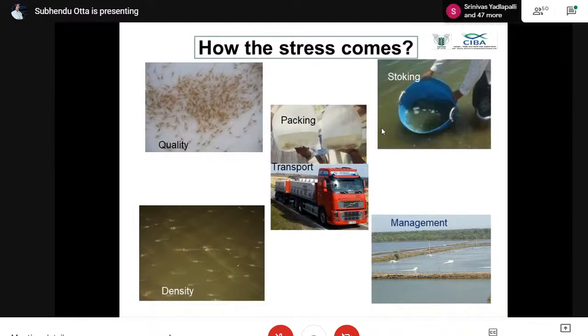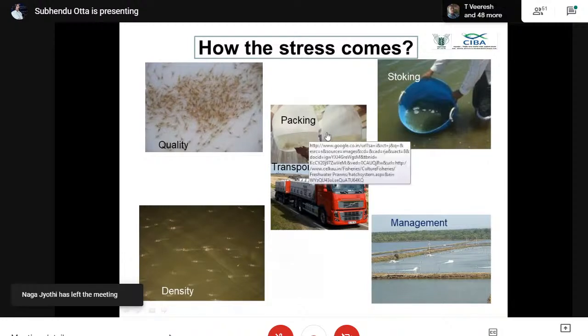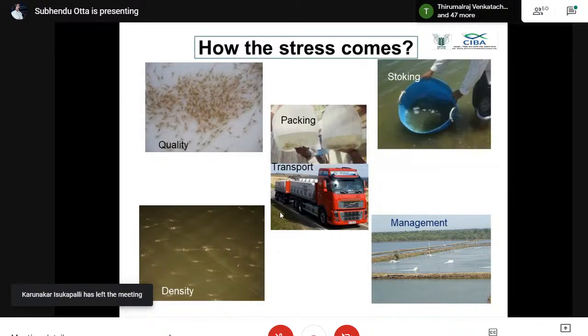Now, how does the stress come? Starting from the beginning, from the hatchery system. If the seeds are not of good quality, if they are poor in quality and weak, they are not active. That way there will also be stress on the animals. Second thing, when you are doing the packing at the hatchery, how you are doing the packing, whether sufficient oxygen is given or not, whether the temperature is maintained during transport, and how far you are transporting. Based on that, you will have stress on the animals.